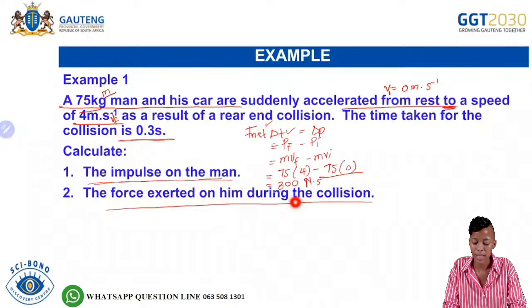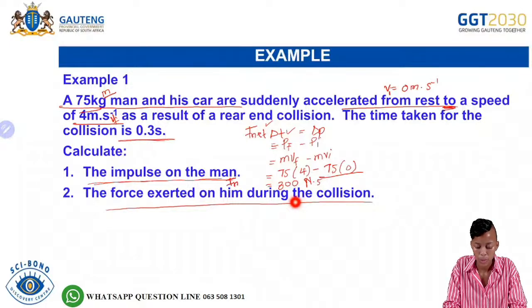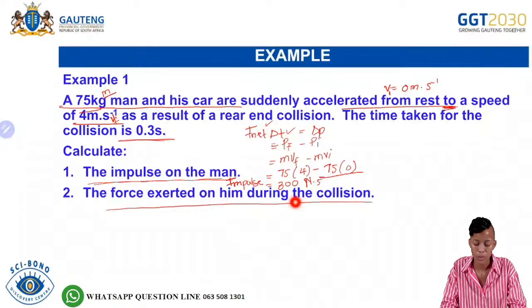So what are the units of change in momentum? Kilograms meters per second. But the question said we needed to calculate the impulse. So what are the units of impulse? Newton second. So therefore we are going to write the units of impulse. Okay.